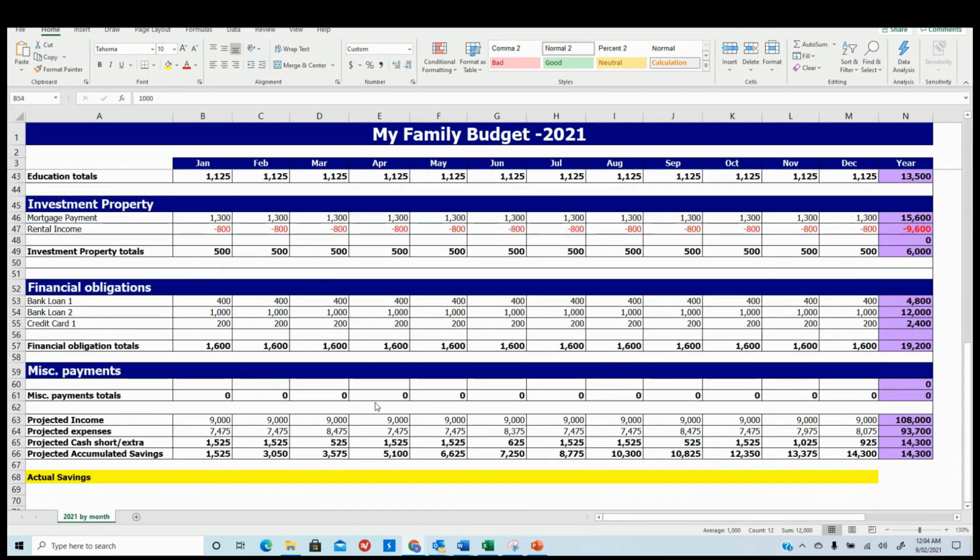We also then have the financial obligations. This is where you put your personal loans and your credit card expenses. So in this particular family, we've got monthly financial obligations for personal loan and credit cards of around $1,600.